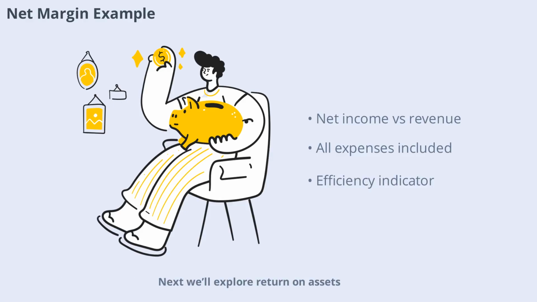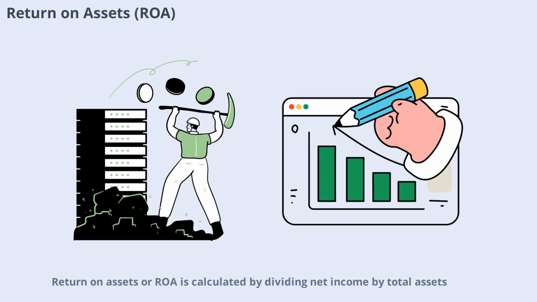Next, we'll explore return on assets, which measures how efficiently a company uses its assets to generate profit. Return on assets, or ROA, is calculated by dividing net income by total assets. This ratio tells us how effectively a company uses its assets to generate profit. A higher ROA means the company is making good use of its resources. ROA is especially useful for comparing companies in asset-heavy industries. However, it's important to consider industry norms when interpreting this ratio.